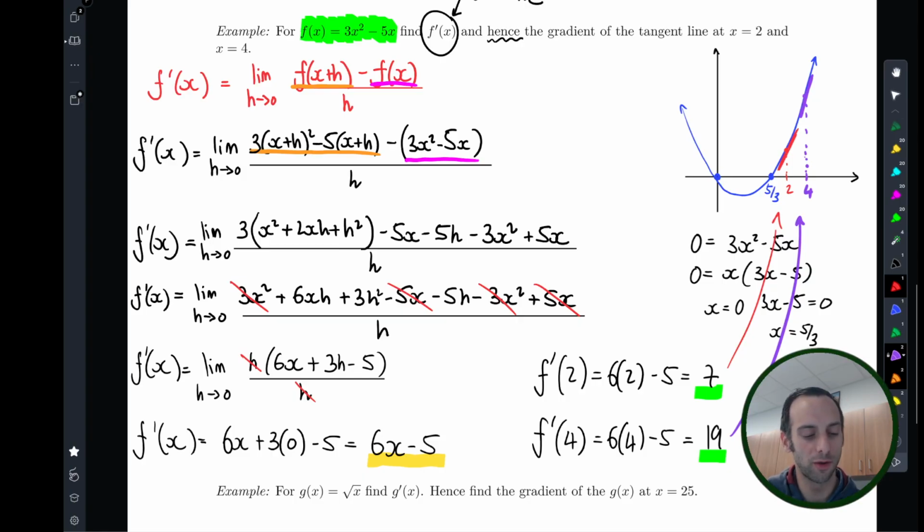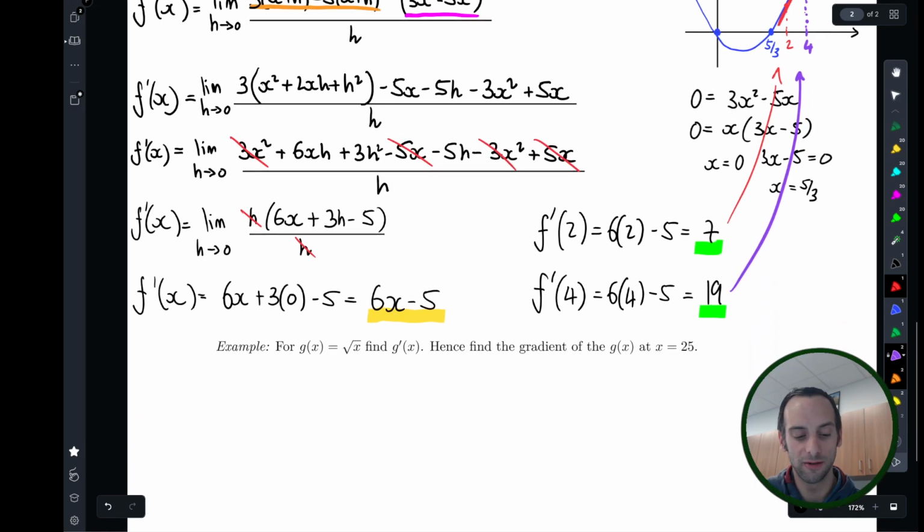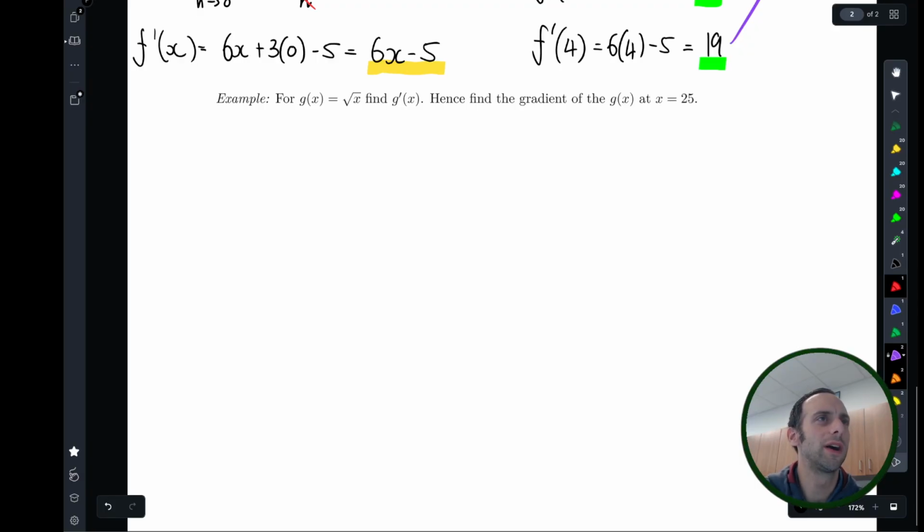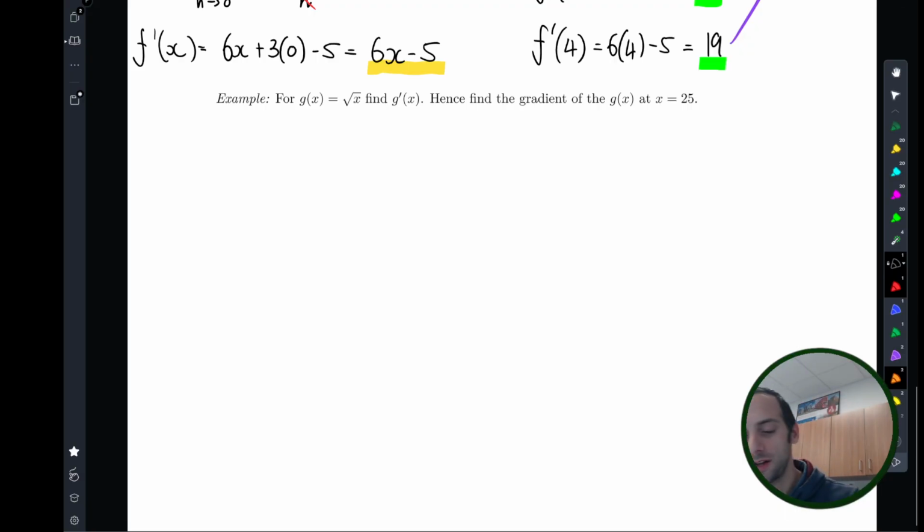If you want to follow one more example, we can do that right here for a different function, g of x. Okay. This is a square root function, and we're asked to find the gradient at x equals 25. So very similar, but just one evaluation at the end.